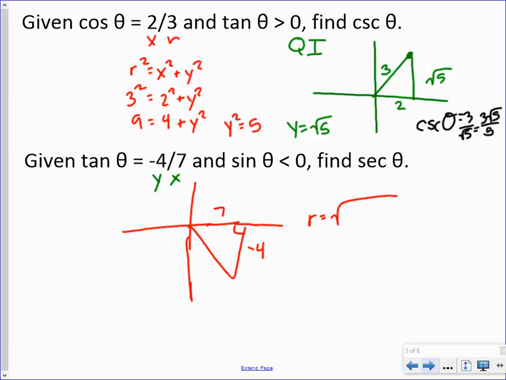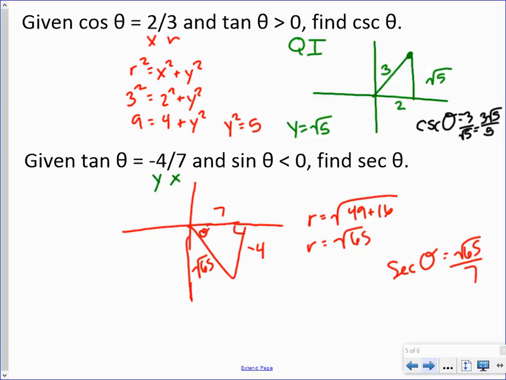R equals the square root of 49 plus 16. Did you get the square root of 65 for your radius? Okay. And note that radius will always be positive. X and y could be positive or negative, depending on where they are on the coordinate plane. But r is always a positive number. And then to do the secant of theta, theta is always centered around the origin, so we'd be doing hypotenuse over adjacent. Square root of 65 over 7 should be positive because we're in the fourth quadrant.